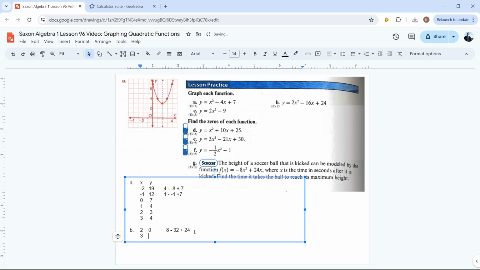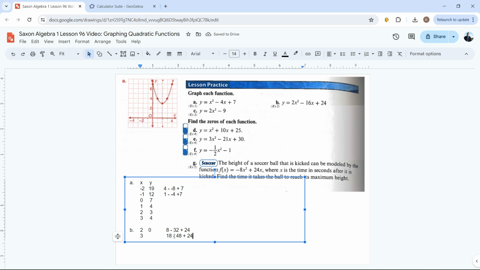So that's going to be 2 times 3 squared. 3 squared is 9, so 2 times 9 is 18. Minus 16 times 3 is 48. So 18 minus 48 plus 24.